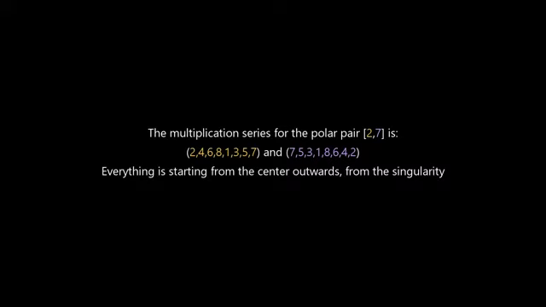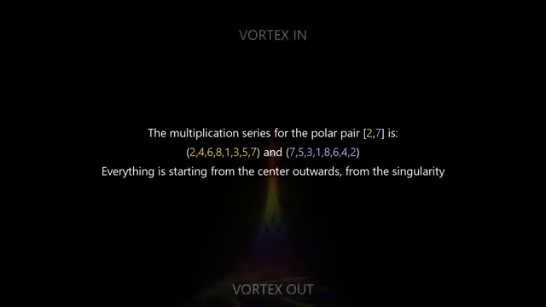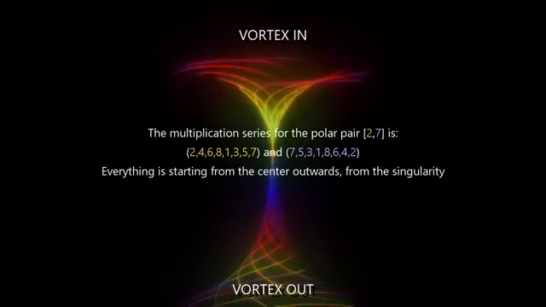In exactly the same way, the multiplication series for the polar pair 1 and 8 is 1, 2, 3, 4, 5, 6, 7, 8, and 8, 7, 6, 5, 4, 3, 2, 1, for the number 1 and the number 8, respectively. The multiplication series for the polar pair 2 and 7 is 2, 4, 6, 8, 1, 3, 5, 7, and 7, 5, 3, 1, 8, 6, 4, 2. Everything is starting from the center outwards, from the singularity.